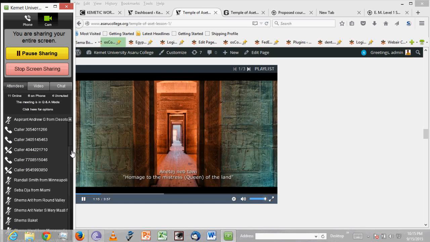The Holy of Holies room, looking to the outside, so looking to the entrance of the temple.